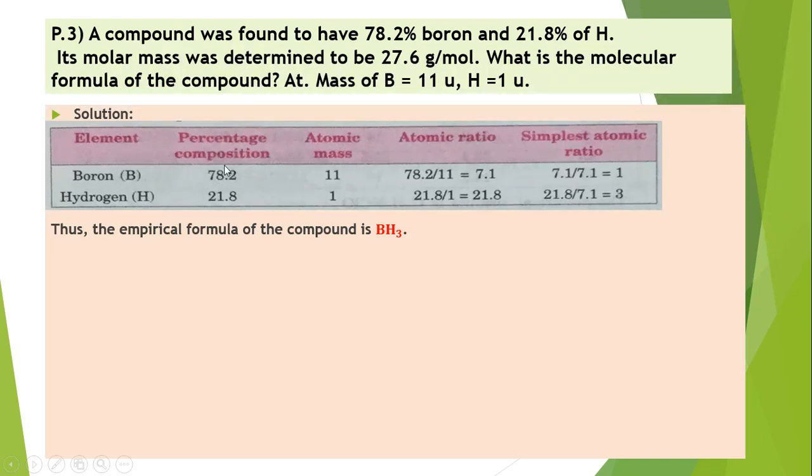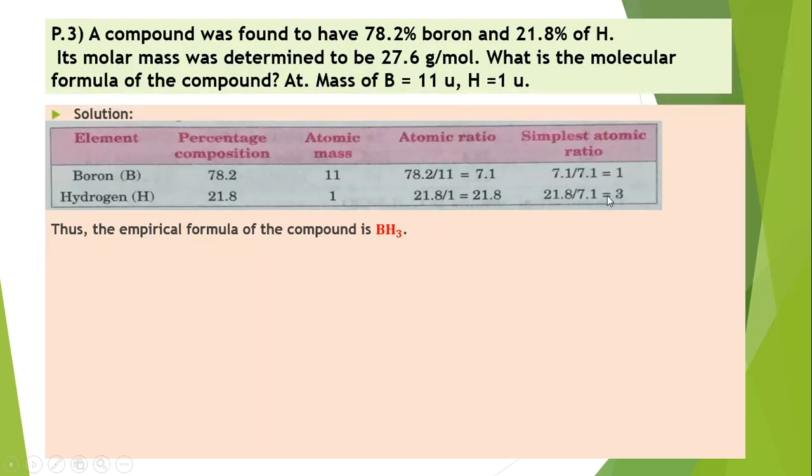Percentage composition should be divided by the atomic mass. So 78.2 divided by 11 you are getting 7.1, and here 21.8 divided by 1 is 21.8. Among these two the lowest value is 7.1. So the atomic ratio should be divided by the value 7.1. 7.1 divided by 7.1 you will get 1, and for hydrogen 21.8 divided by 7.1 is equivalent to 3.0.